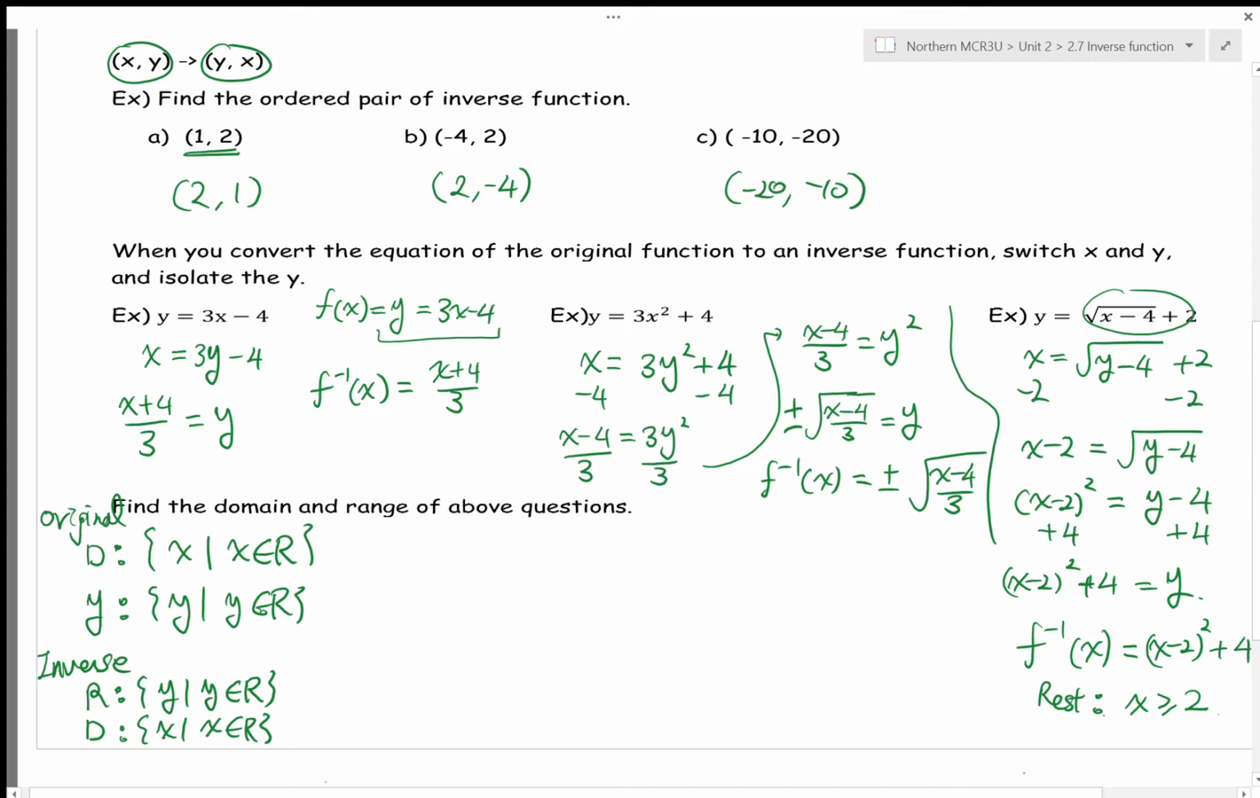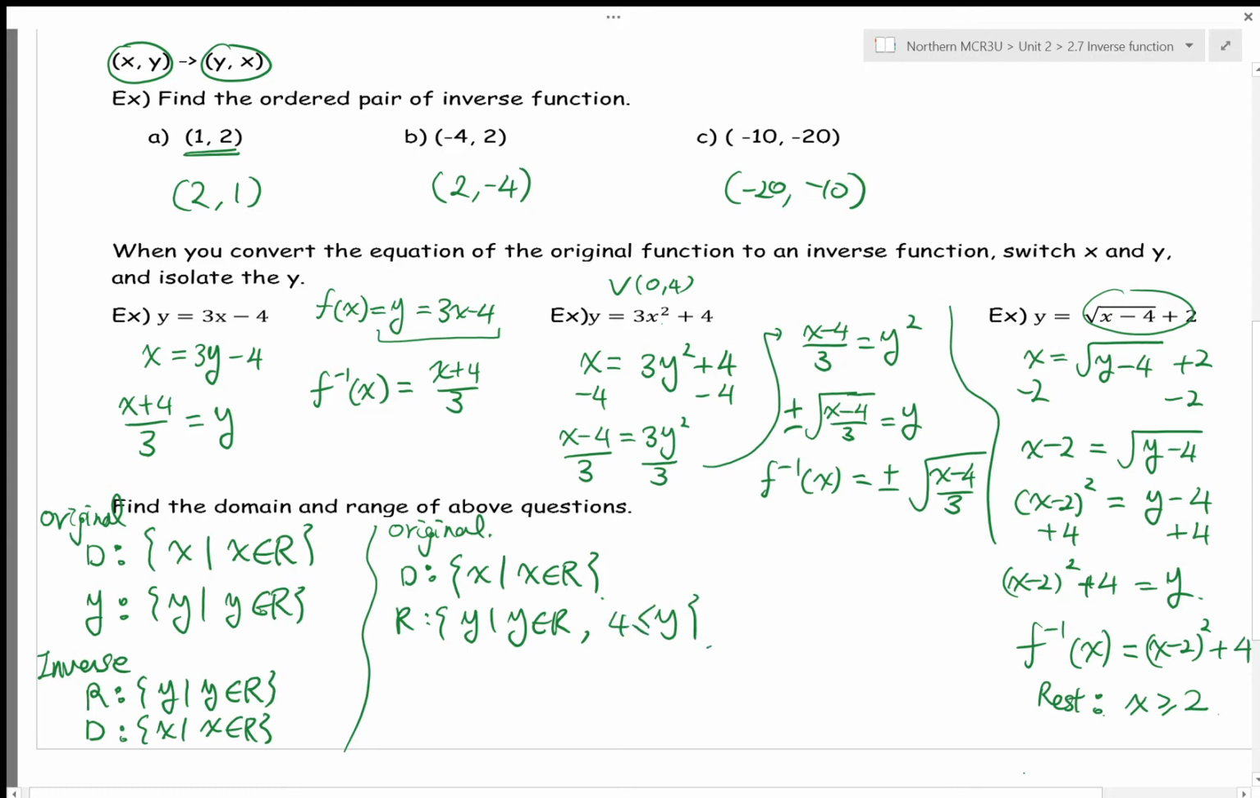Now for the second example, same thing. If you look at this one, this actually looks like a parabola with the vertex at (0, 4), right? So for the original, your domain is x such that x is an element of the real numbers. There's no restrictions to it. But for the range, y such that y is an element of the real numbers, but y has to be greater than or equal to 4, since the vertex is at (0, 4) and it goes up this way.